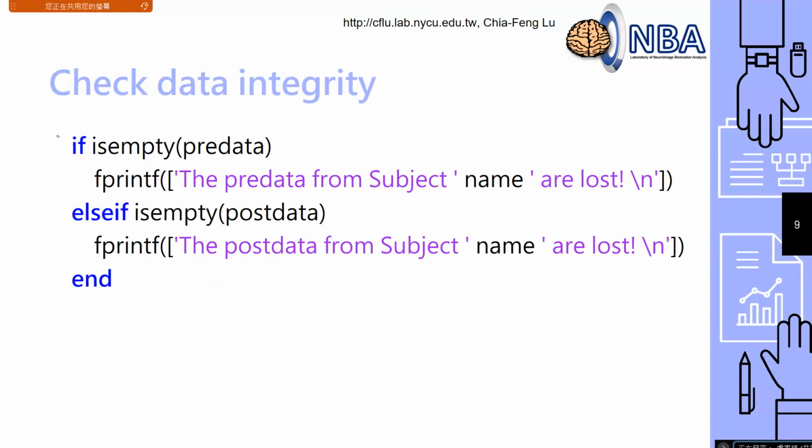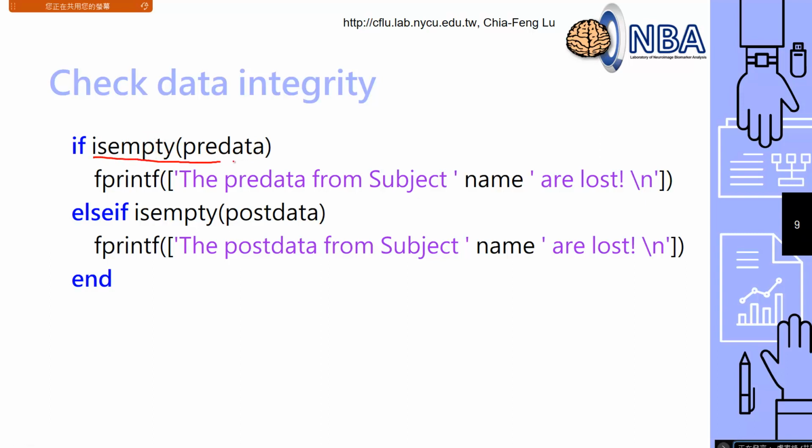So let's take a look right here. You can see this is an example. We'd like to check whether pre-data or post-data is empty. If any one of these is empty, that means we do have missing data, right? So if I go for pre-data first, this function will give you the answer of 1 or 0. 1 represents there is an empty matrix or empty data set or anything. If you get 0 from this isempty function, that means there is no missing data. So if it's empty pre-data, what does that mean? You can think about this.